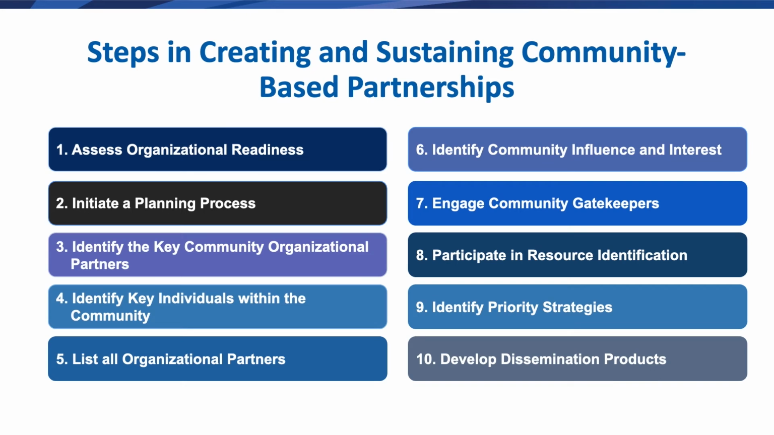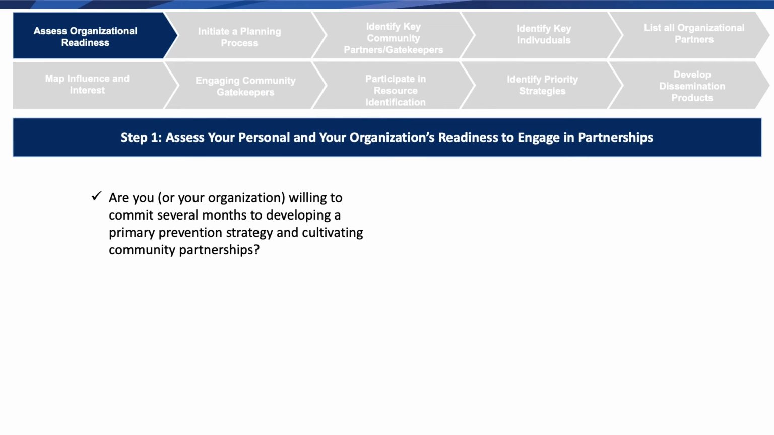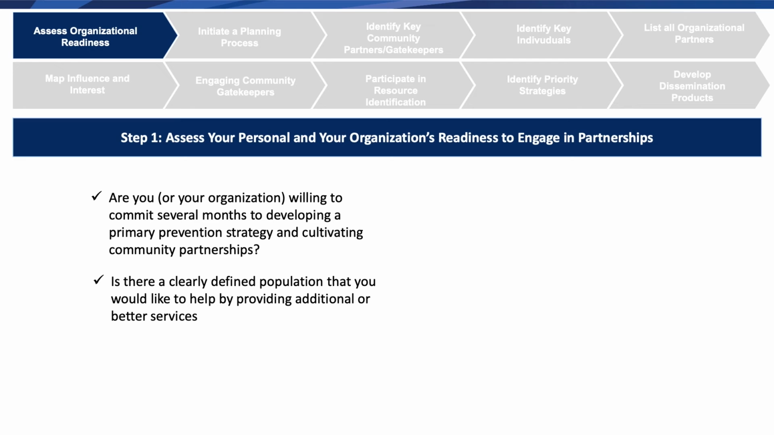So let's see how this works. When you're assessing your organization's readiness, are you willing to commit several months at least to developing a primary prevention strategy and cultivating community partnerships? Is there a clearly defined population that you'd like to help by providing additional or better services?